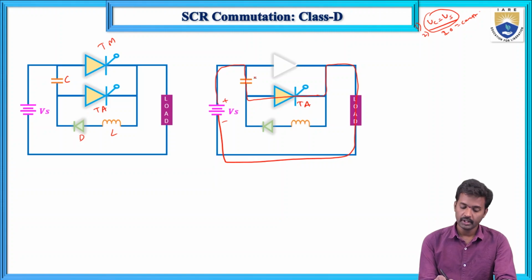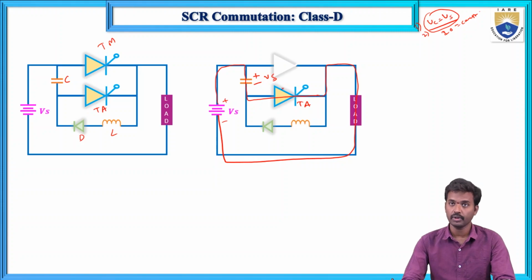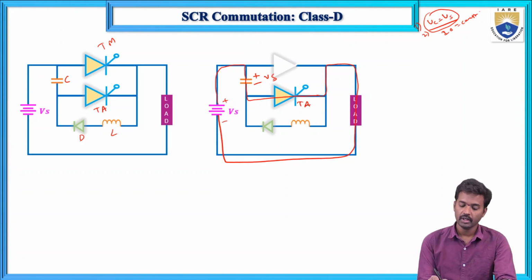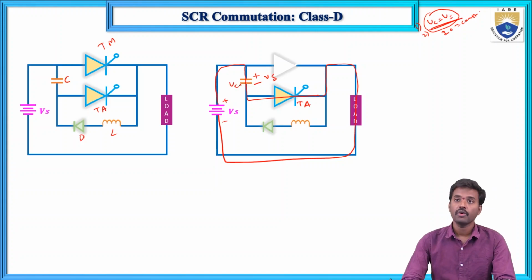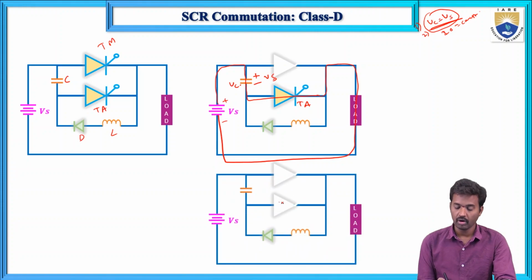Now here, this initial voltage reaches plus and minus Vs, and there is no potential difference. This acts as a reverse potential, and this will be open circuited. So now this thyristor TA is off and its initial voltage VC equals Vs. So this TA is turned off, and VC equals Vs. This is the first condition.